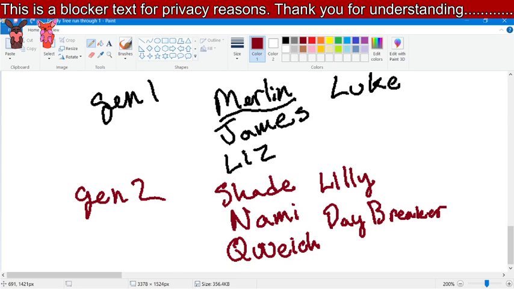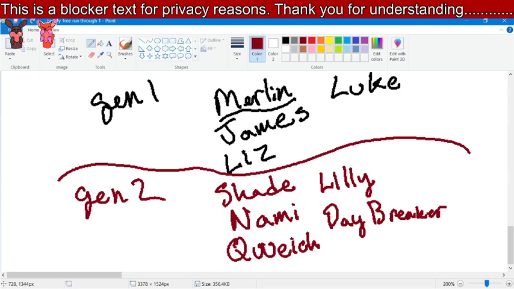And you'll notice that a lot of times I will either refer to Daybreaker as their full name, or I will use just simply Day. But yeah, that covers our 2 generations, which that line did not divide properly. There we go.